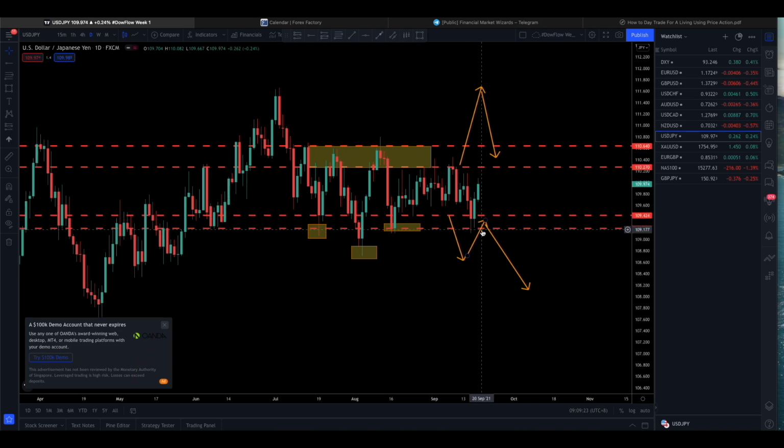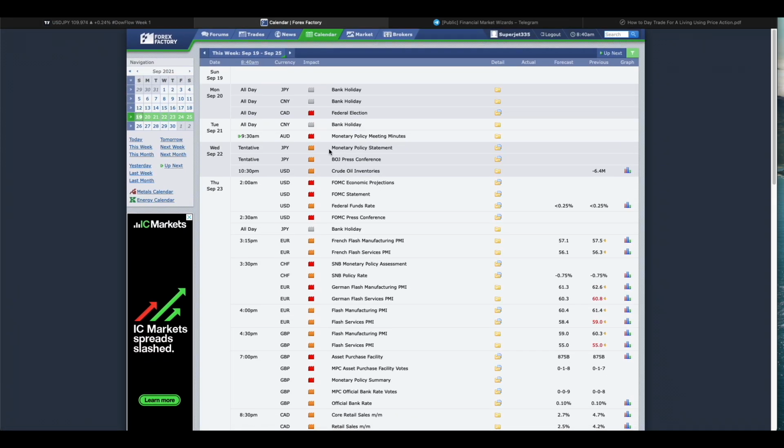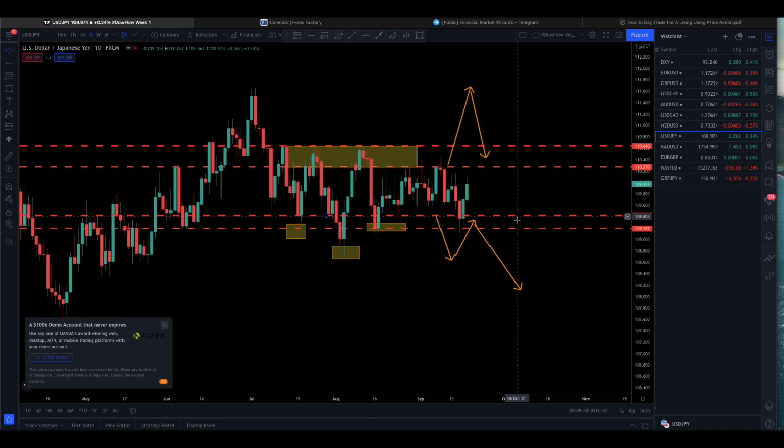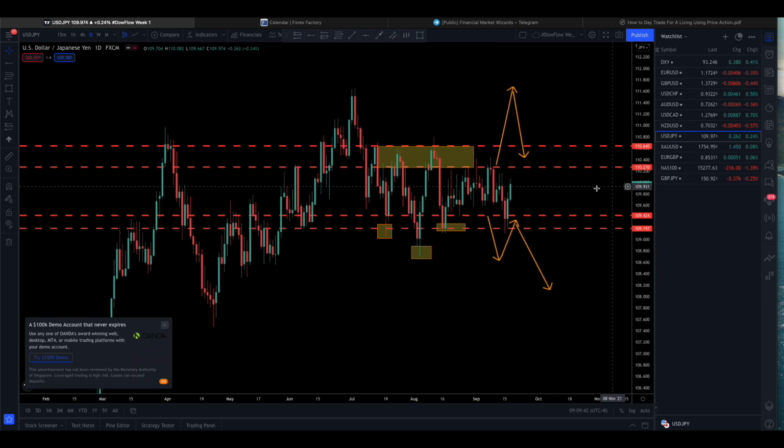I don't want to repeat myself too many times, but this is a zone of support, this is a zone of resistance. Personally, I'm not looking to trade this, and we have BOJ next week, as I mentioned earlier. So perhaps this could be the catalyst that breaks price either to the upside or to the downside. Once price breaks out, then we'll look at it, but at least on a daily time frame and based on the MPE trading strategy, I don't think you should be touching this at all.